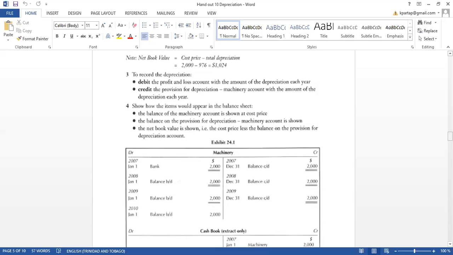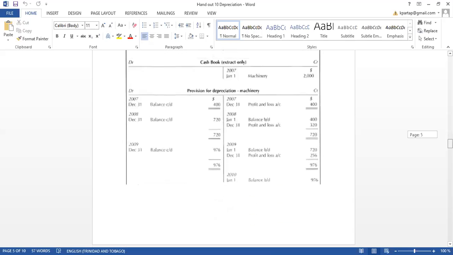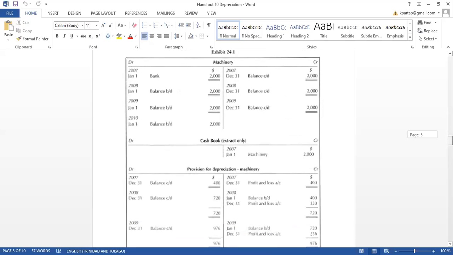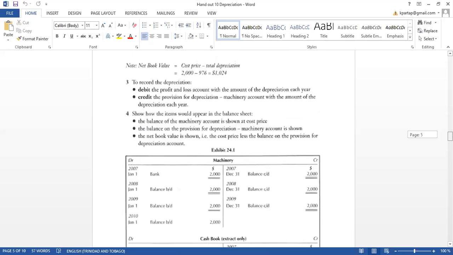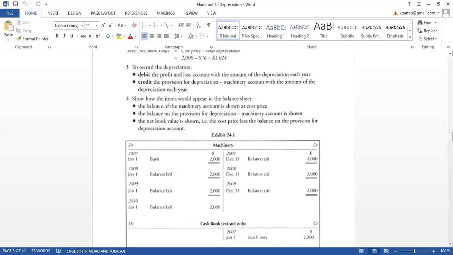So if we look here now, we would see when we buy our machine, we bought it for 2,000. We debit the machinery account and we credit the bank account because the money is coming out of the bank account. That entry, that 2,000, will remain 2,000, okay? Because that is the cost when we purchase the item.